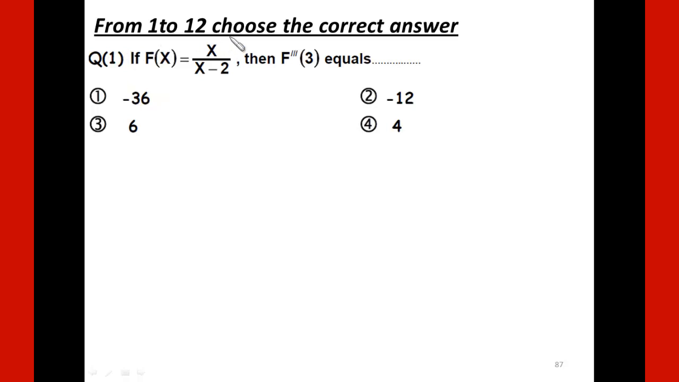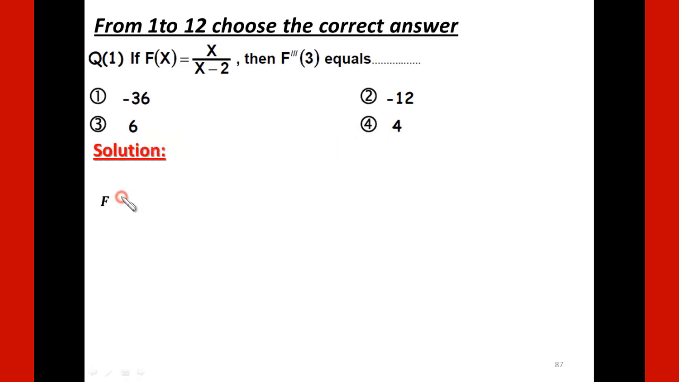From 1 to 12, choose the correct answer. Question 1. If f of x equals x over x minus 2, then f triple dash of 3 equals negative 36, negative 12, 6, or 4.